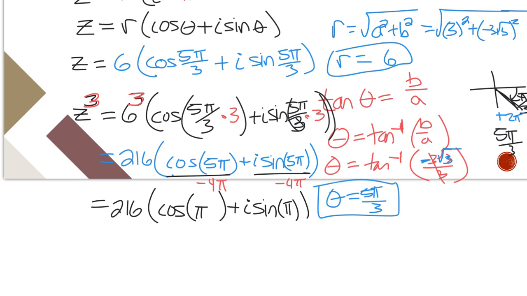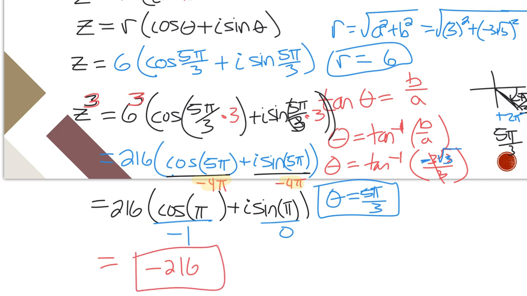Just as a thought process, we're not actually writing this down, it's coterminal by taking off 2 circles. Then our last thing is, what is the cosine of pi and what is the sine of pi? Remember the sine of pi is 0, and the cosine of pi is, we have the x value at pi and the y value at pi. Sorry, that's negative 1, my bad. In this case, we get negative 216. This is 0, so that goes away, and that is my answer. So that would be negative 216 as our final answer.